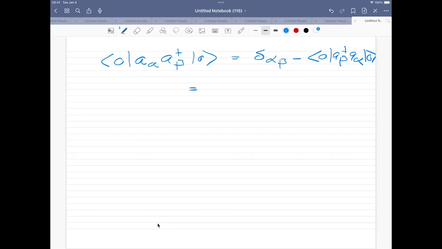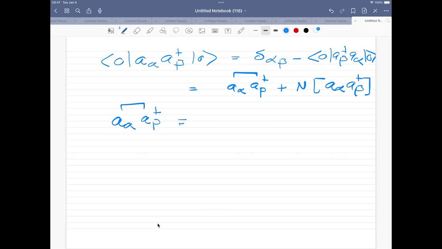And we rewrote this one in terms of this notation which we introduced last week, a contraction, plus the normal ordered set of operators A alpha, A beta. And what we had is that this A alpha, A beta dagger, this contraction here, is just equal to the Kronecker delta.